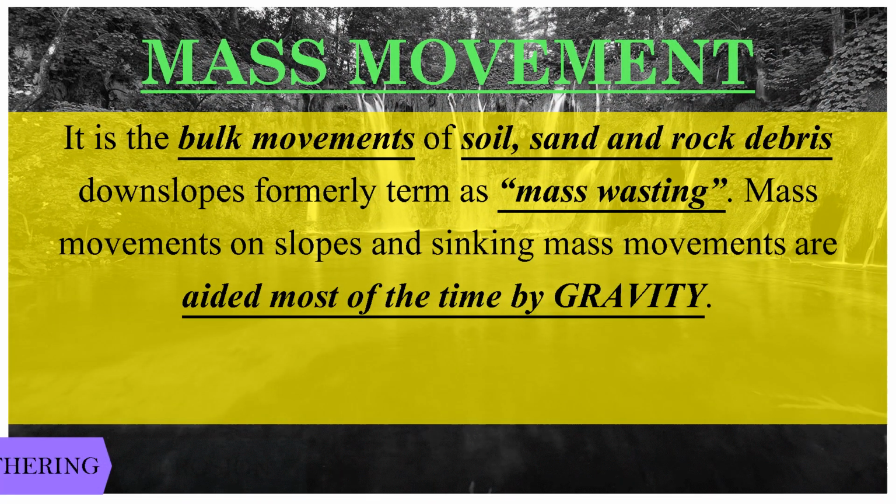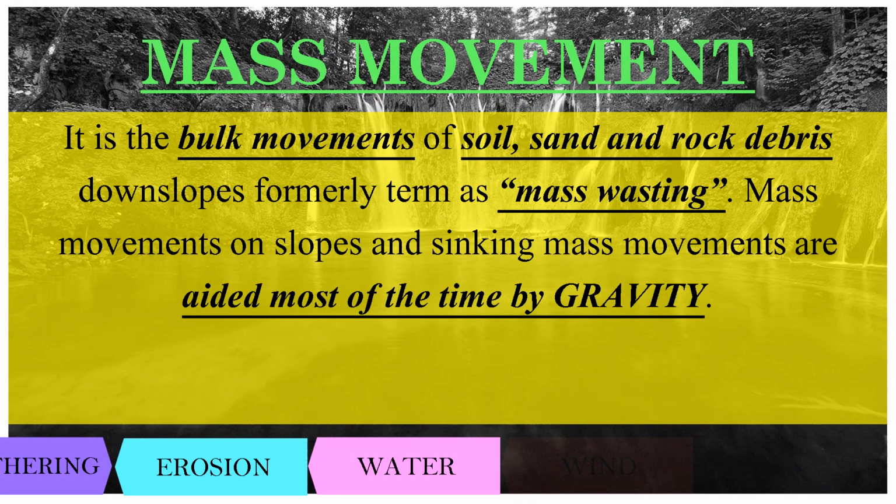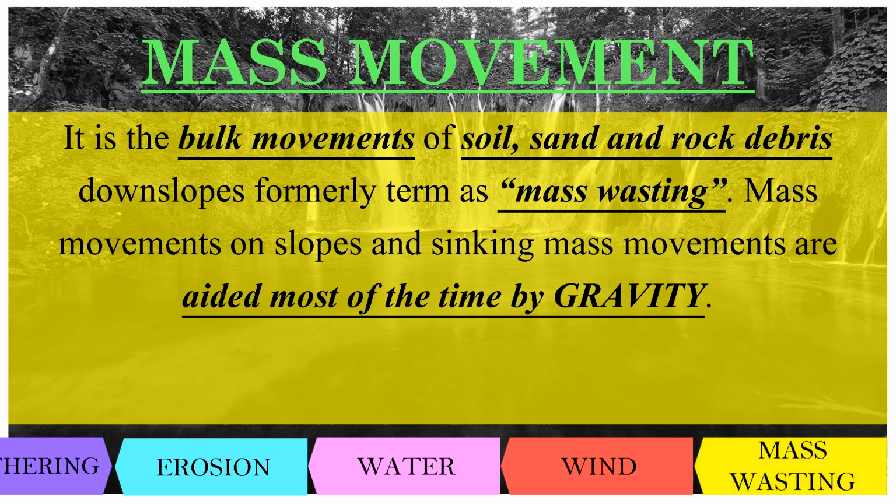Another type of exogenic process is called mass movement. It is about movements of soil, sand, or rock debris down slopes, formerly termed as mass wasting. Mass movements on slopes and sinking mass movements are aided, because of the time, by gravity.